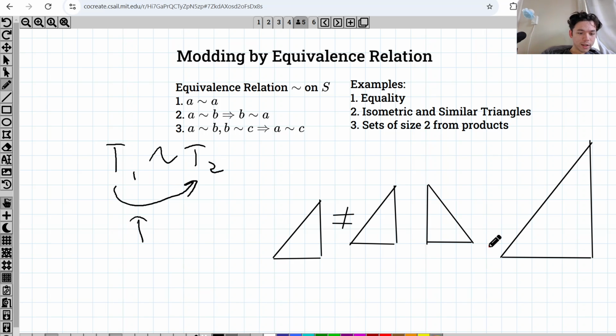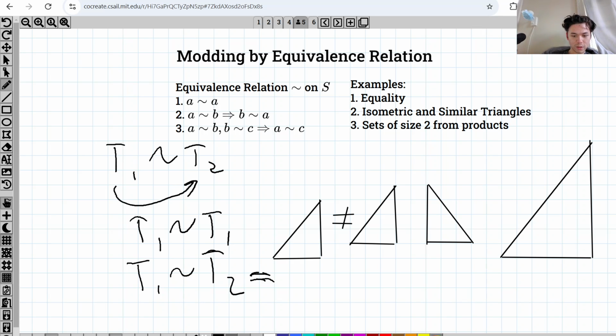Well, first thing to check is that a triangle is similar to itself. And the transformation that you do of the plane, the way you map your points, is you just do nothing. It's called the identity transformation. Then, if T1 is similar to T2, does that imply that T2 is similar to T1? And there the answer again is that this also holds.